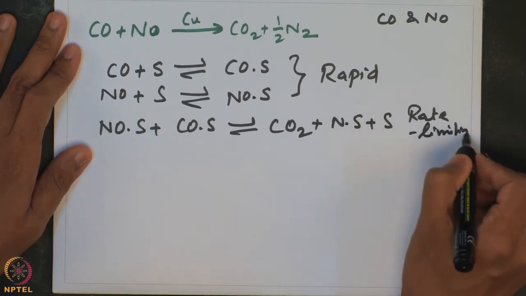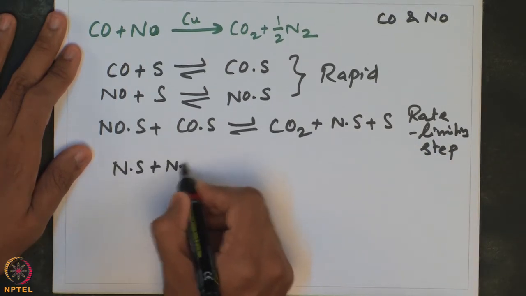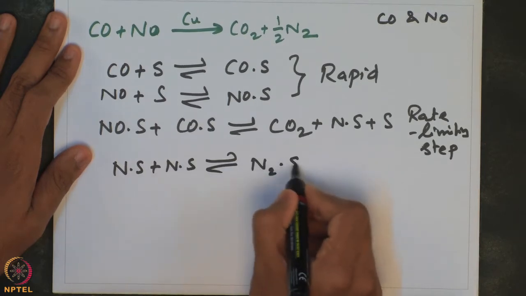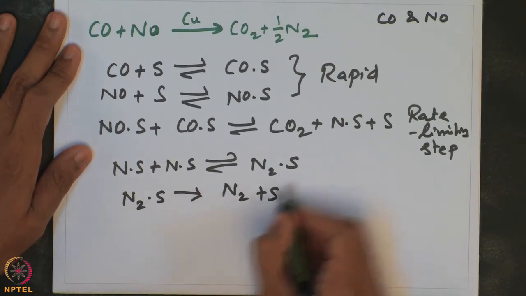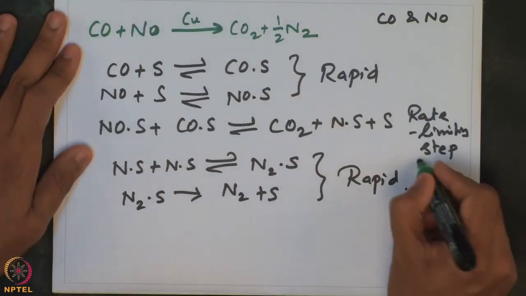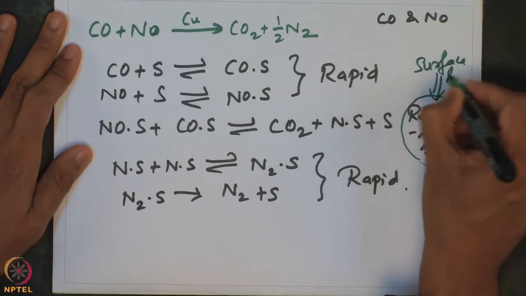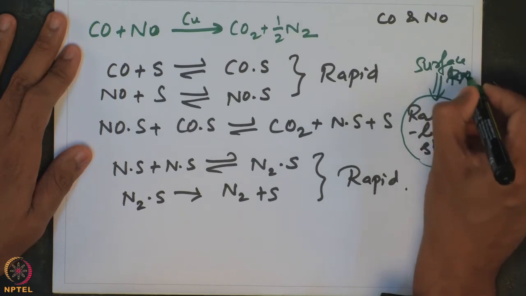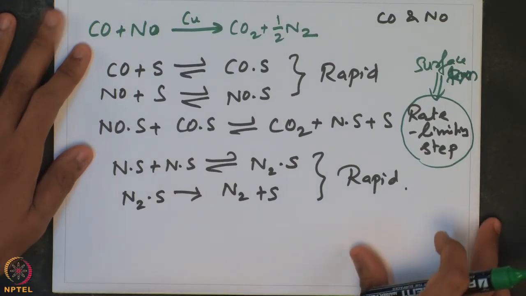The surface reaction here is known to be the rate limiting step, and then the desorption processes are known to be rapid steps. So, in this case the surface reaction is the rate limiting step that controls the overall rate of the reaction. So, let us look at how to synthesize a rate law once we know which one is the rate limiting step.